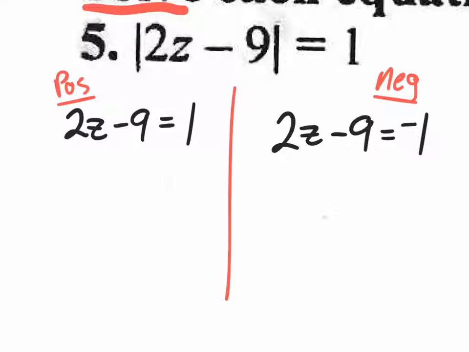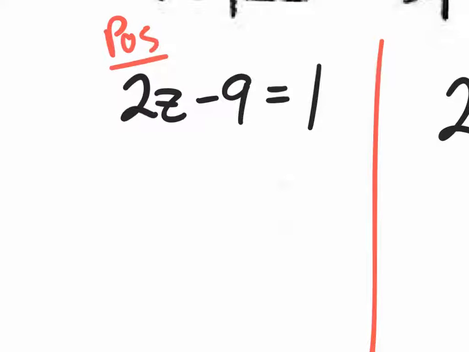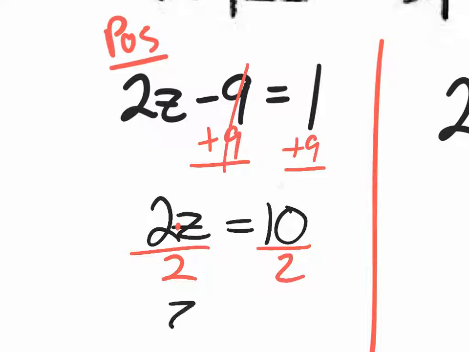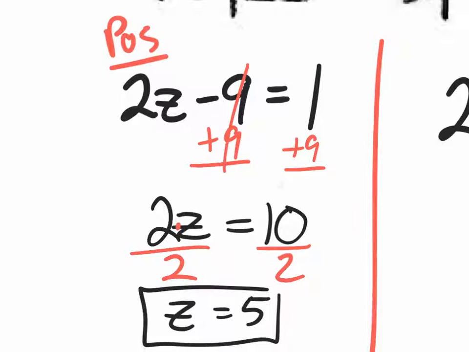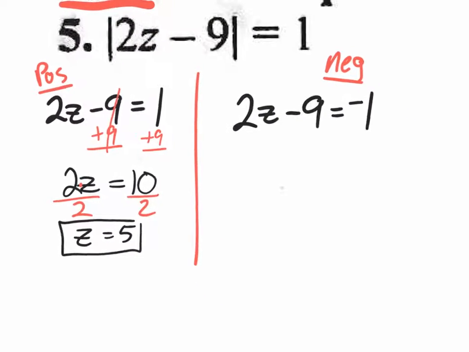Now let's solve both. On the positive situation, let me zoom in on that so we could focus in on that. I am going to add 9 to get rid of the subtraction of 9. What you do to one side, you do to the other. You're going to have a 2z left over equaling 10. So you really have 2 times z. To get rid of the multiplication of 2 in front of the z, you have to do the opposite, which is dividing by 2. And yes, your final answer is going to be 5. When you divide by 2 on both sides, you end up with z equals 5. That is one answer. That's half credit so far. You need to do the negative situation as well to get full credit.